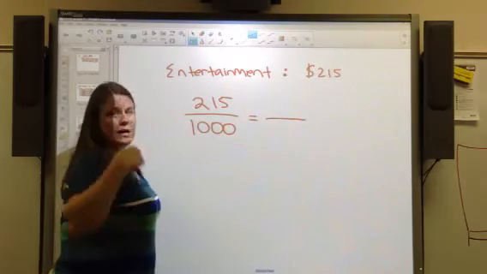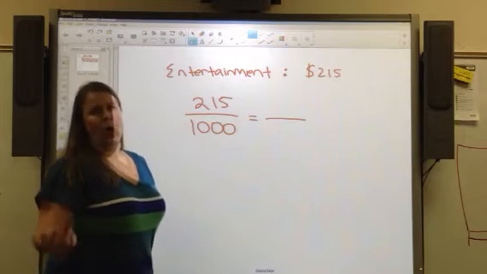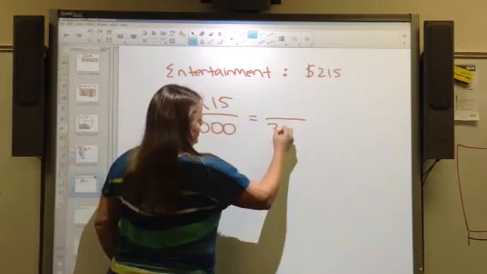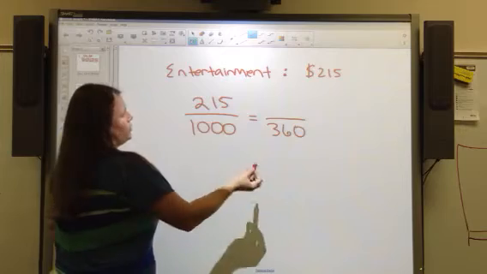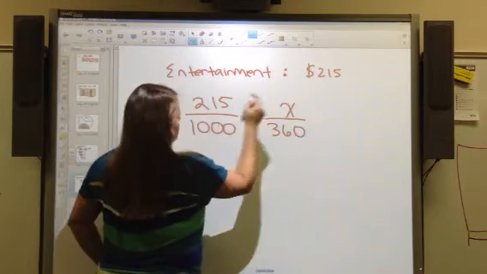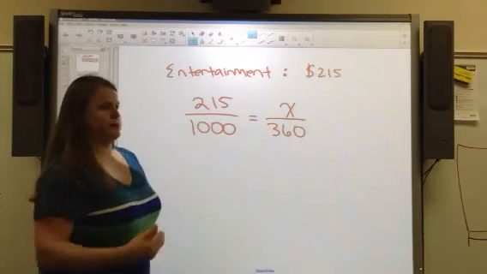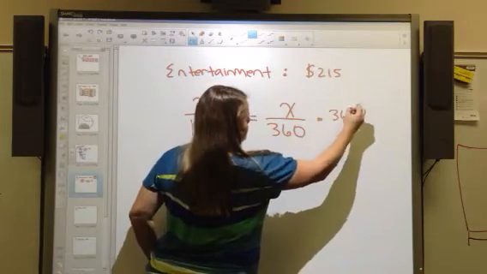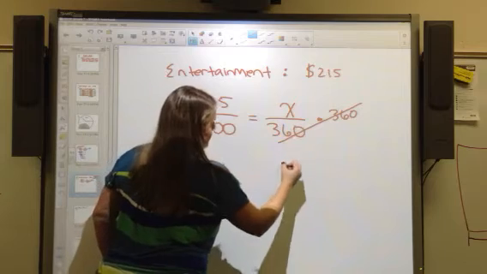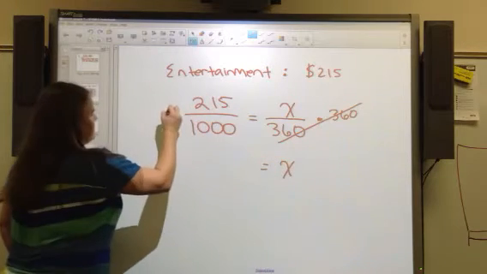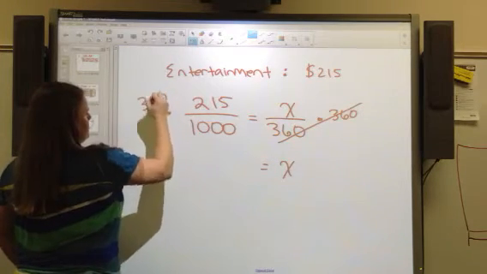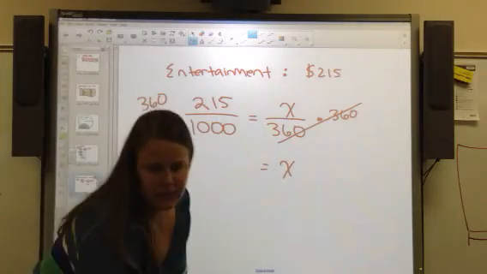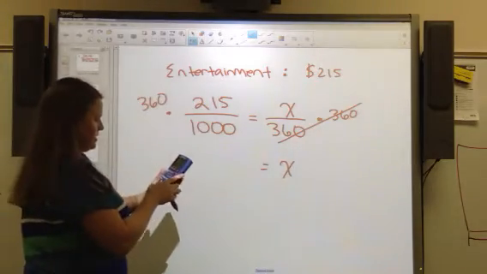My circle, again, is 360 degrees. That's the whole of a circle. I don't know what value of the circle my money represents for entertainment, so I'm going to find that out. I'm multiplying by 360, cancels that out, brings my x down. Do the same thing to the other side. So 360 times 215, again with the calculator is fine today.